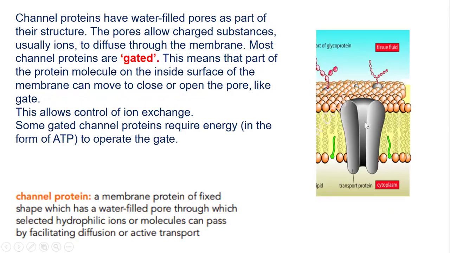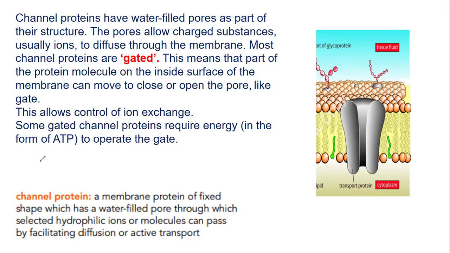Then some of those channel proteins can be gated. When someone mentions that the channel protein is gated, it simply means that part of it has a structure that can cover the channel or that can open the channel. So sometimes the channel can be opened or it can be closed. If it's closed, the structure will cover the channel so that no ions can pass through. If it is open, then the structure will leave the channel so that the ions can pass through. So sometimes the channels are gated.